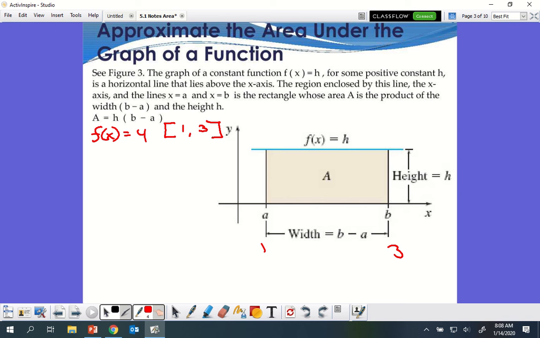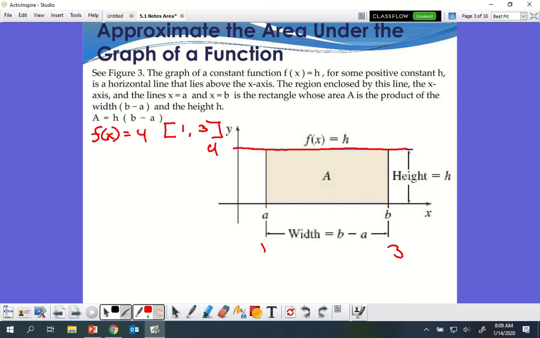But you could just look at this and tell me, from here to here, if this is f of x equals 4, could you tell me the area of the shaded region? It's going to be 8, right? Because the height is 4, and the width from A to B, from 1 to 3, is just 2, isn't it? So the area under the curve of this, even though it doesn't curve, is going to be 8 units squared.